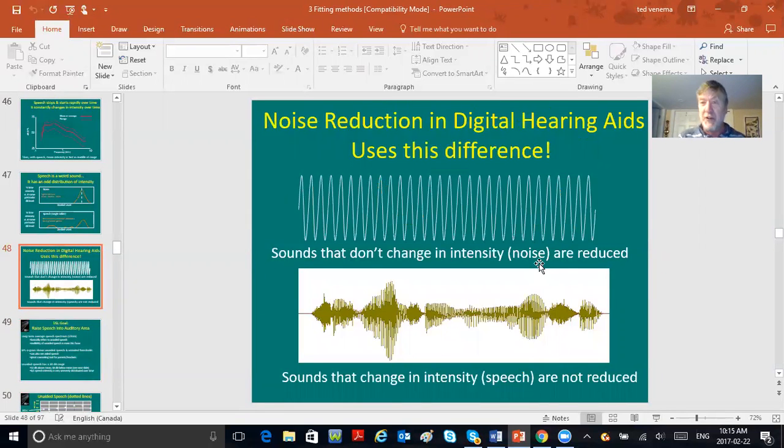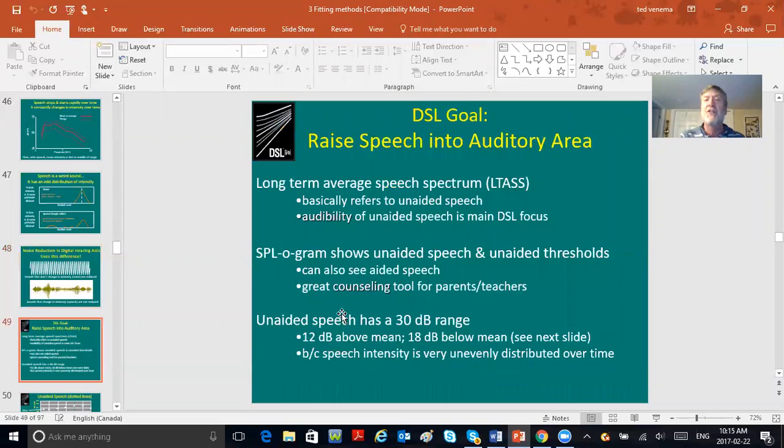Here's another way of looking at the same thing. Noise is steady in intensity. This is a pure tone, but you know what I mean. Speech, the waveform is wubble, wubble, wubble. Same story, I'm just telling the same thing with different slides. This shows how much the sound changes in intensity over time.